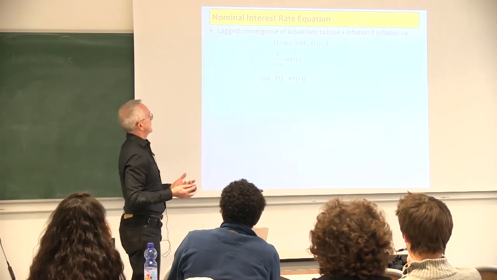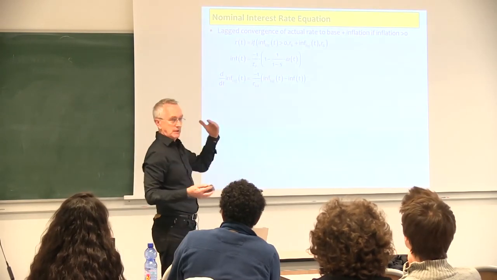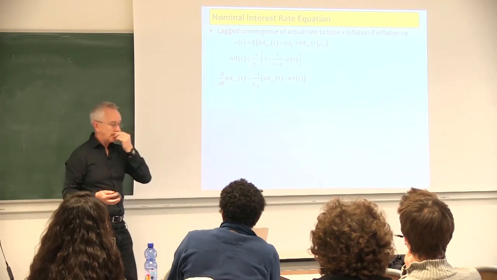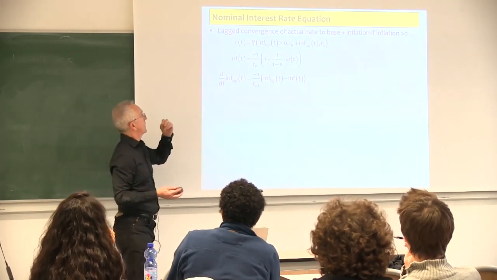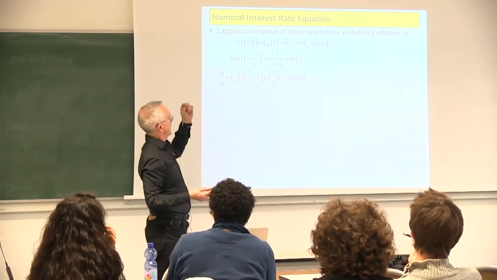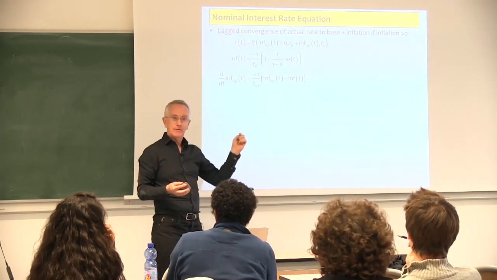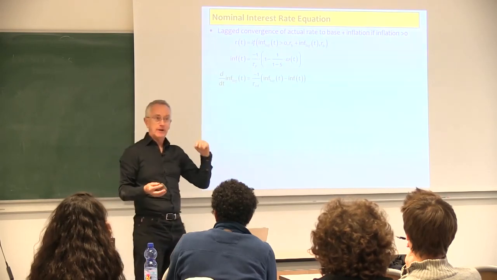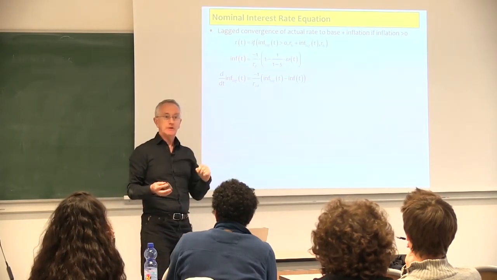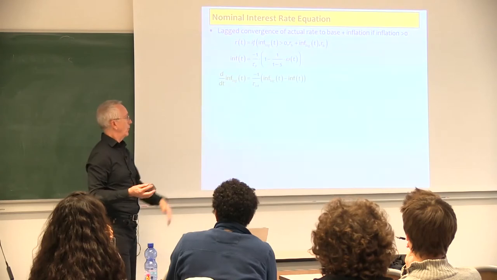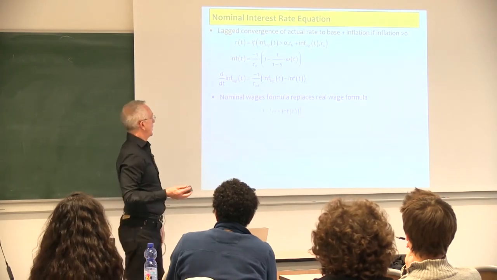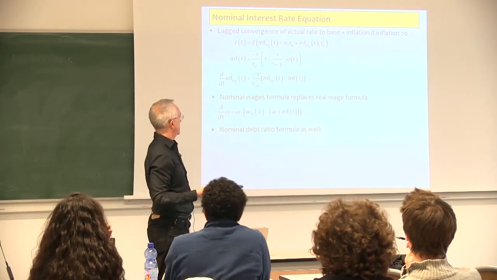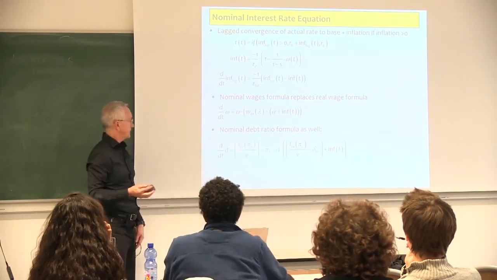And with inflation, you also have to have an interest rate that adjusts according to the rate of inflation. So this just has inflation. The rate of interest is the base rate, set by the Federal Reserve, plus an inflation premium if the inflation is greater than zero. Otherwise, it's just the base rate. So there's a floor to the interest rate there. And I have a nominal wages formula, as I mentioned, and a nominal debt formula.